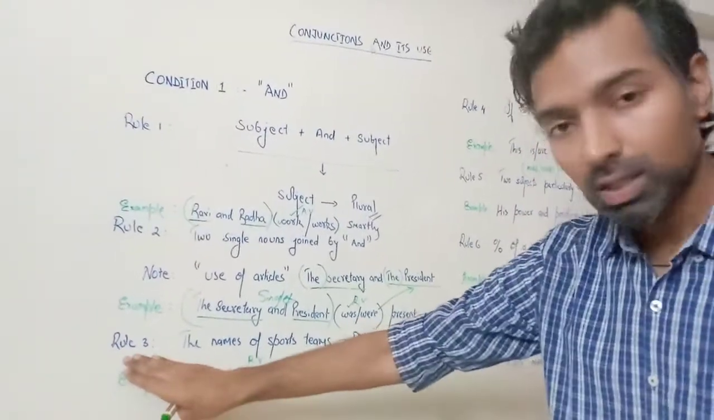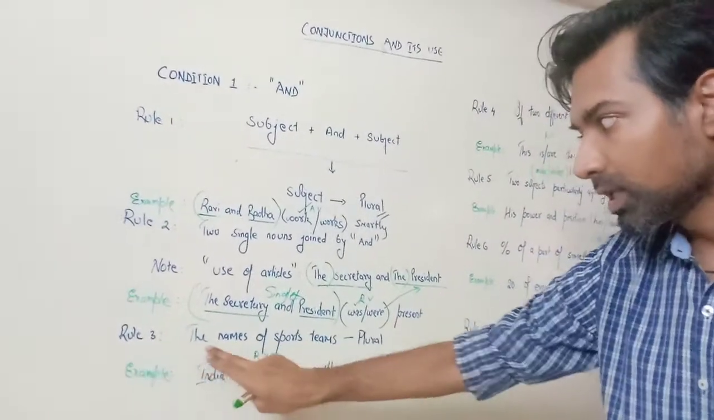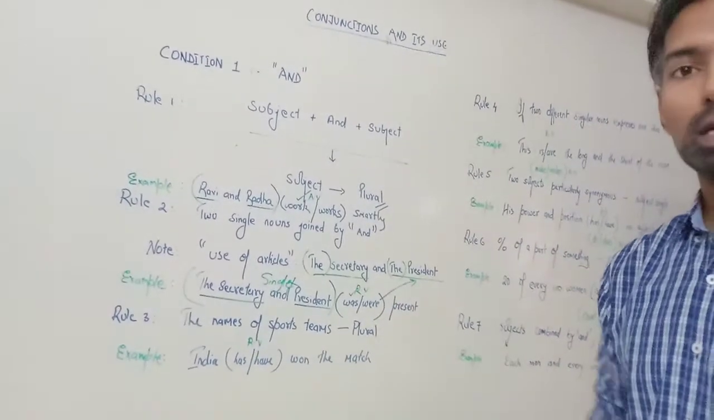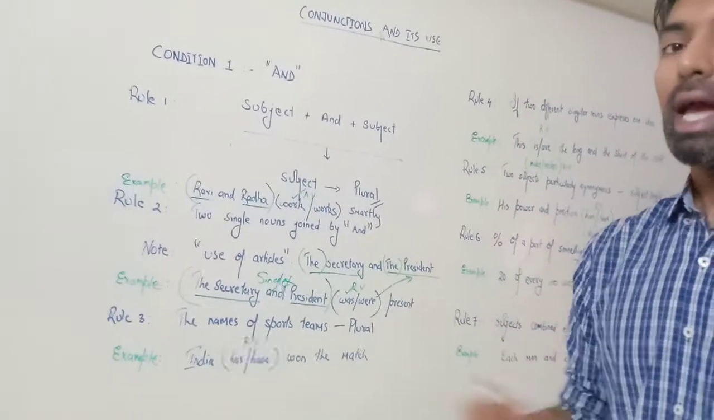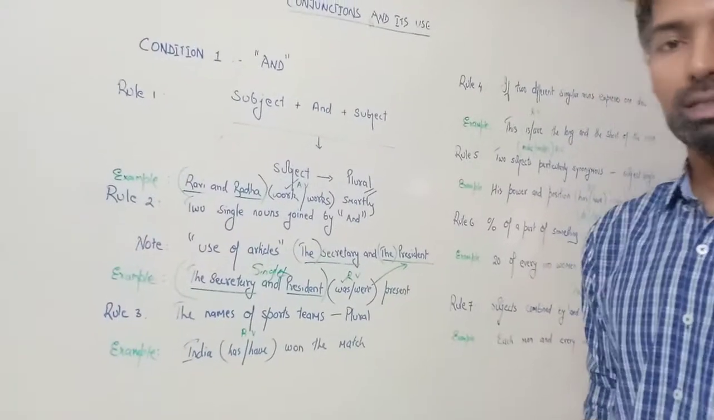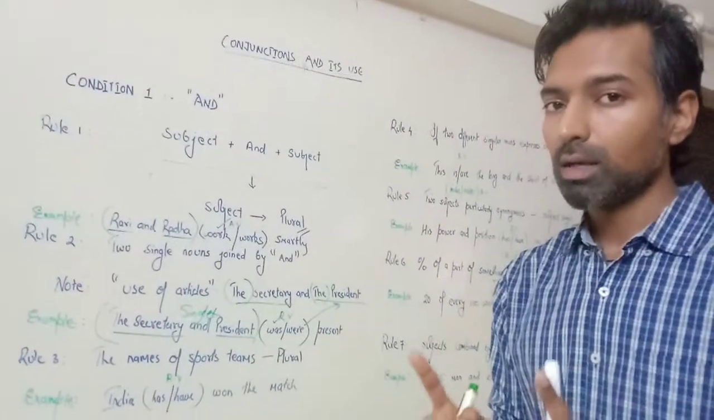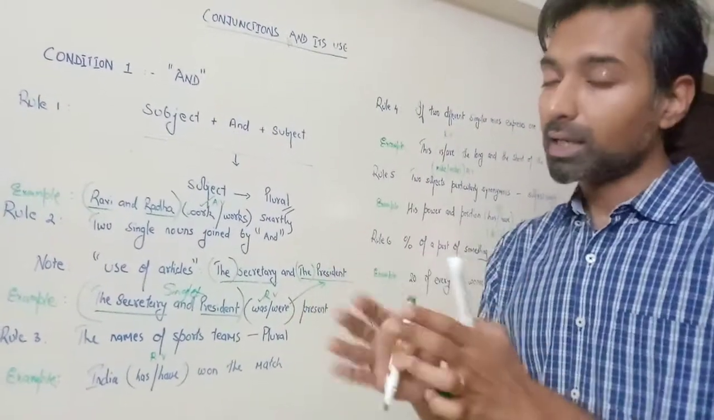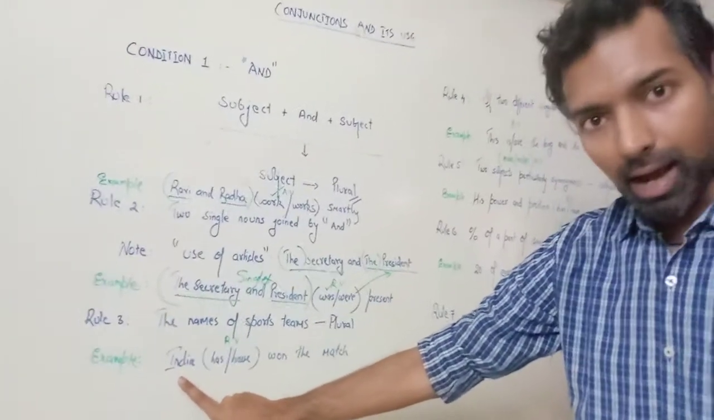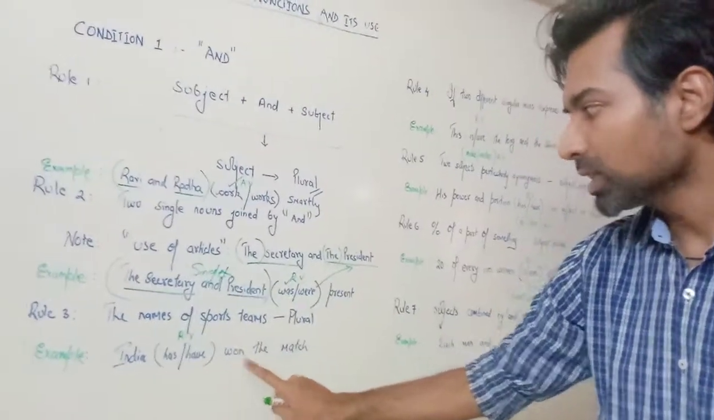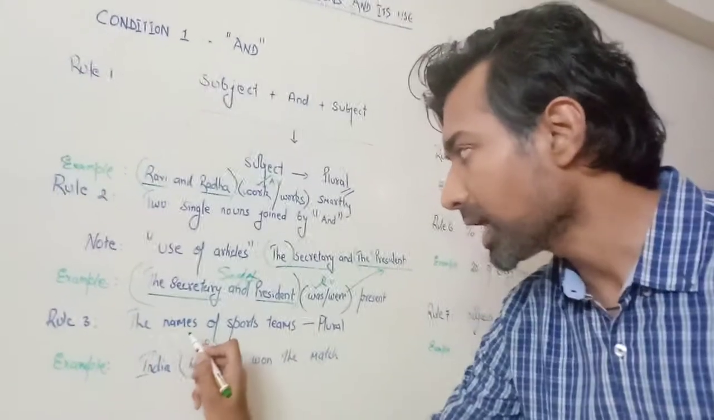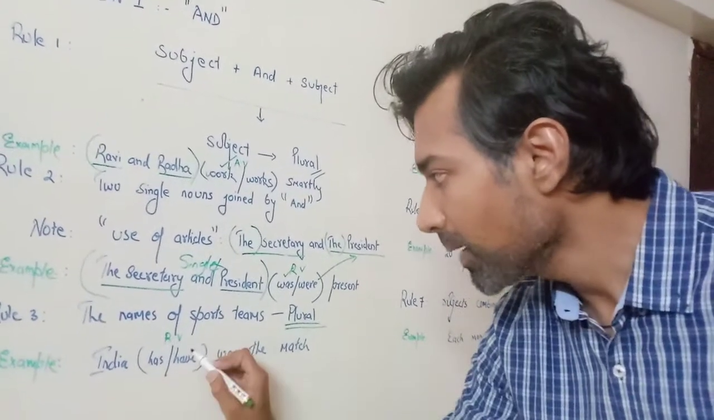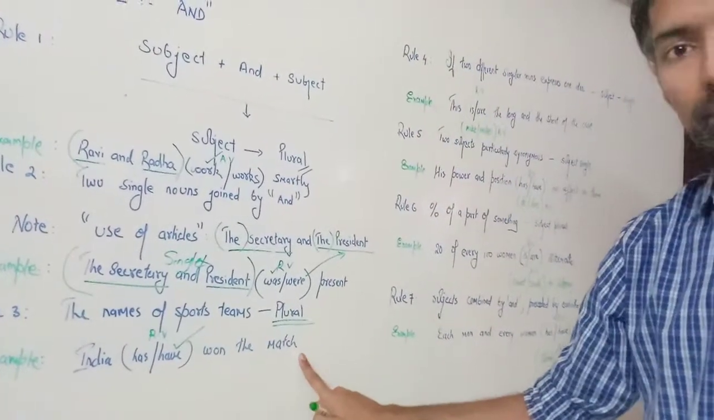Okay, coming on to the third rule. Rule number 3 talks of the names of sports teams always being considered plural. Example, England, India, Spain, Barcelona. Any country, the name of the team is considered plural and not the word team. If you take the India team, that is when we are working with plural and single. But if I say, for example, India have won the match. Since the rule says the name of a sports team is always considered plural, we will say that India have won the match. Did you get the difference?